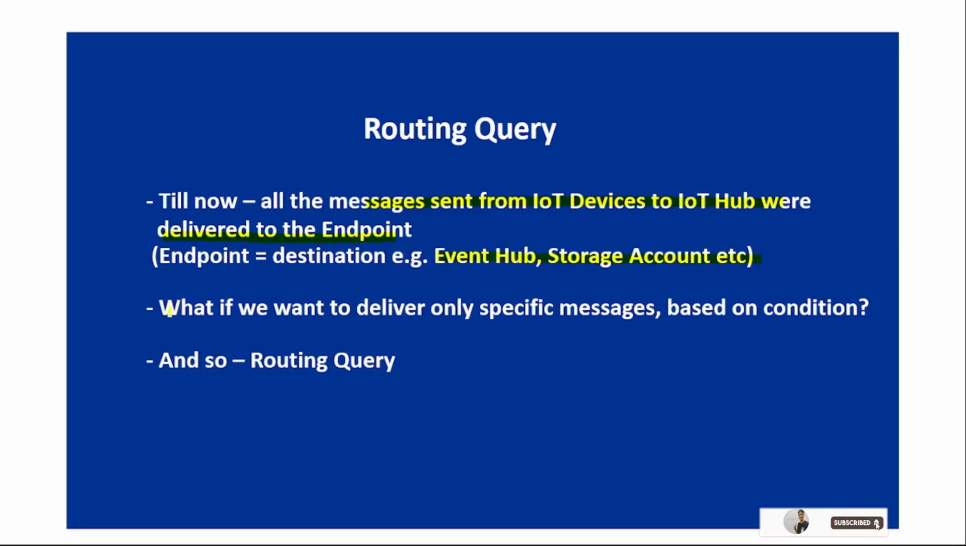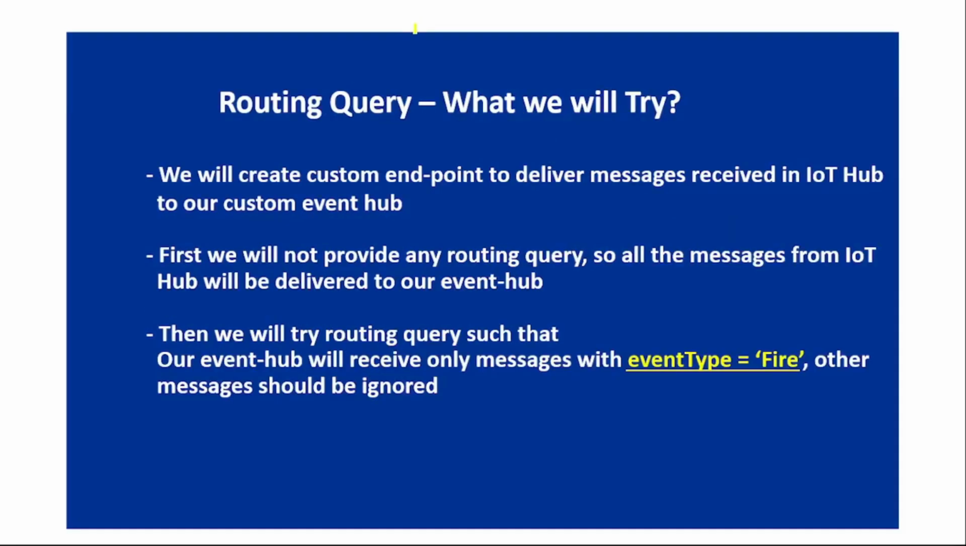Now, what if we want to deliver only specific messages and not all the messages? Say we want to deliver only specific messages based on some condition, and for that we can use routing query. So what we will try? We will create a custom endpoint to deliver messages received in IoT Hub to our custom event hub. Again guys, though we will be using event hub, you don't need to have any knowledge of event hub.